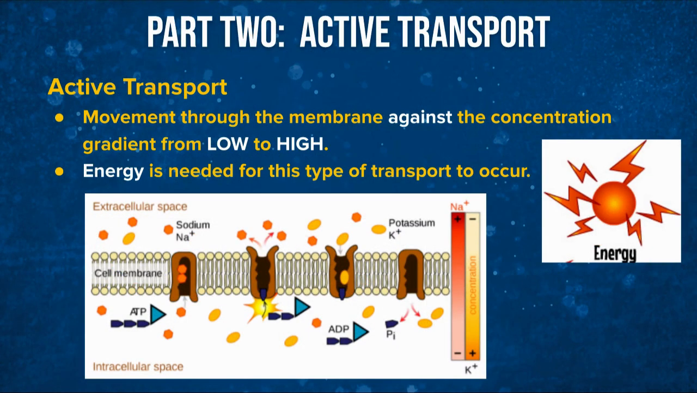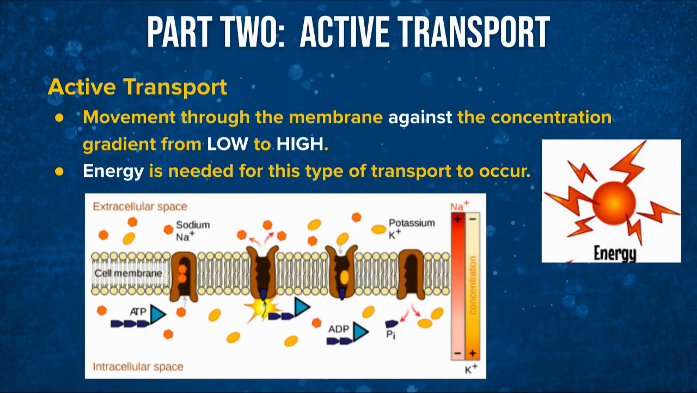So we finished talking about passive transport, the transport across the cell membrane that does not require energy, where particles are moving from high to low. But what if particles decided they wanted to go from low to high? That is what we call active transport. When particles go from an area of low concentration to higher concentration, it is referred to as active transport.